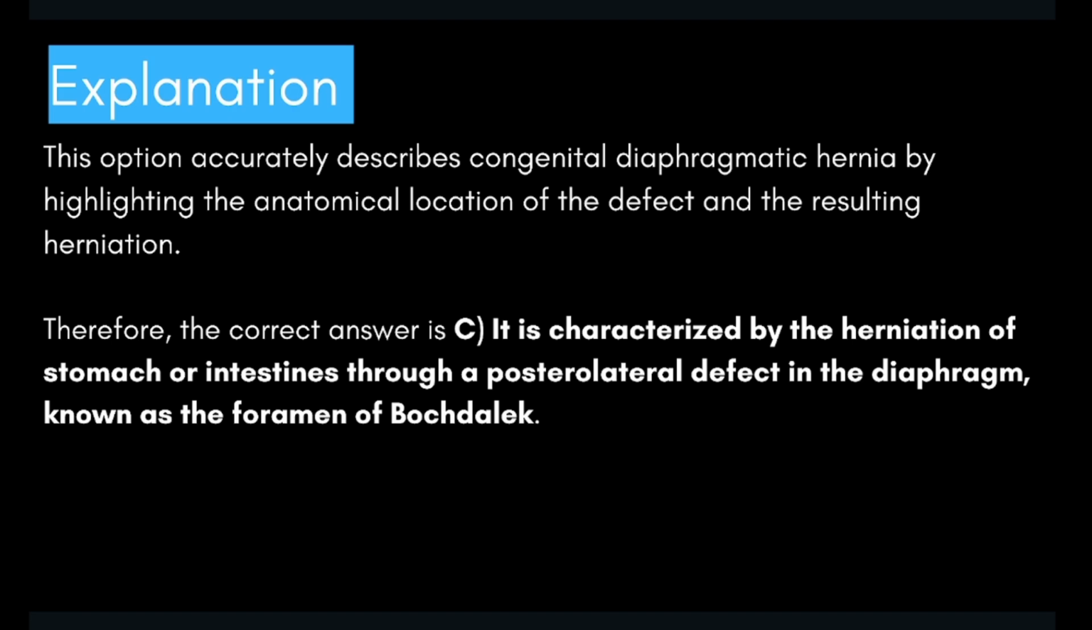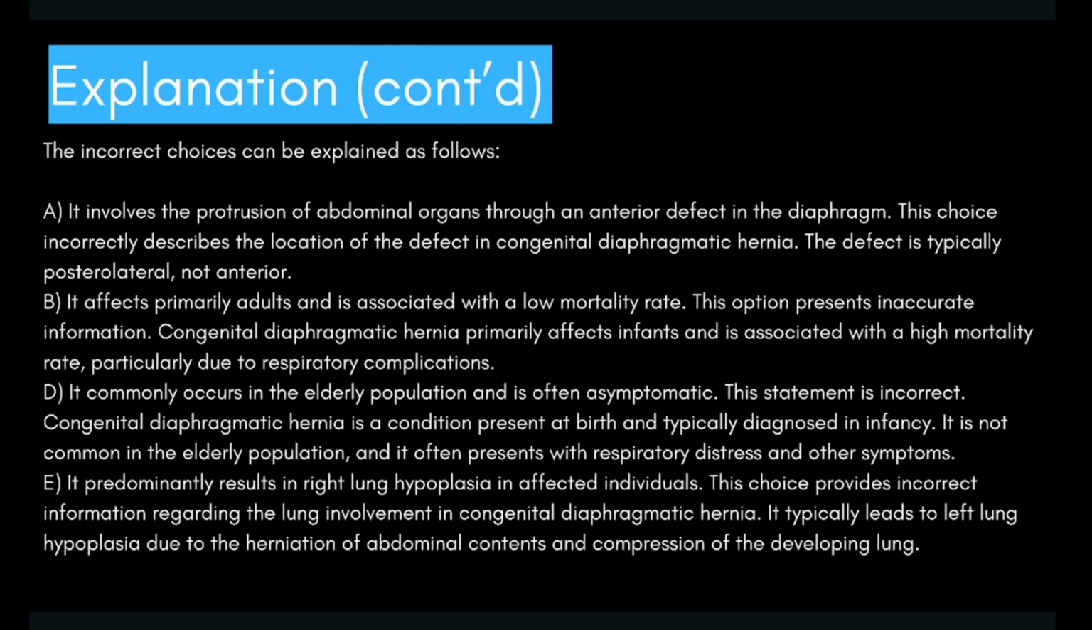Let's go ahead and take a look at why the other answer choices are incorrect. It involves the protrusion of abdominal organs through an anterior defect in the diaphragm. This choice incorrectly describes the location of the defect in congenital diaphragmatic hernia. The defect is typically posterolateral, not anterior. It affects primarily adults and is associated with a low mortality rate. This option presents inaccurate information. Congenital diaphragmatic hernia primarily affects infants and is associated with a high mortality rate, particularly due to respiratory complications.